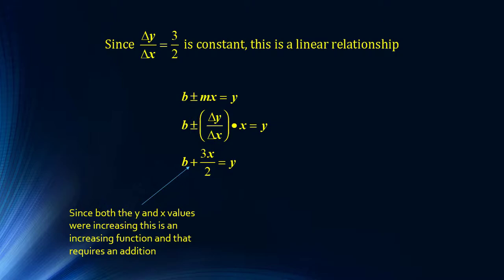Now, since delta y over delta x, that is the rate of change, that's the slope, equals 3 over 2, and it's constant throughout that table of data, then this is a linear relationship. If for some reason, as we move through the table, whenever we calculated delta y over delta x, it gave us a different ratio somewhere in the table, that would no longer represent a linear equation.